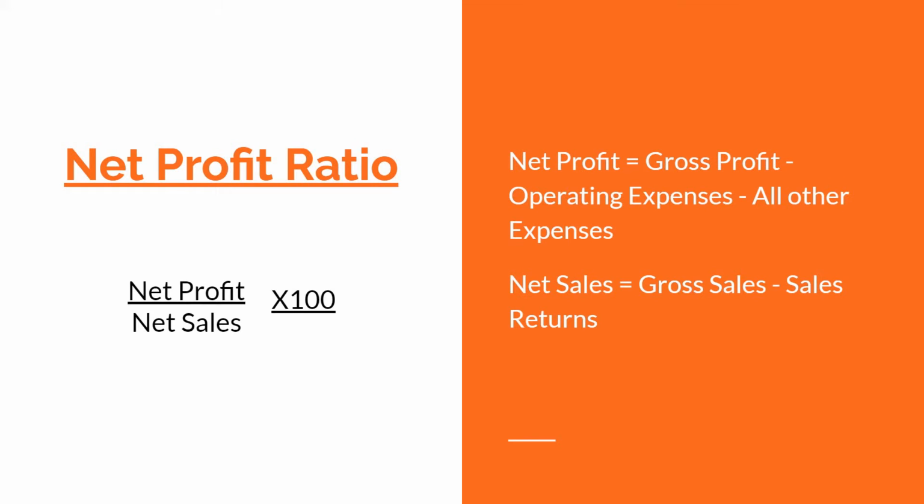So let's suppose your total expenditure after gross profit is, let's suppose, 1000. So you will reduce all these expenses from your gross profit, that is, let's suppose, 2000 minus 1000. You will get a net profit figure of 1000, and your net sales is already 10,000. So if we are calculating net profit ratio, then we will divide net profit by net sales and multiply it by 100. So 1000 divided by 10,000 into 100, which gives a figure of 10%.